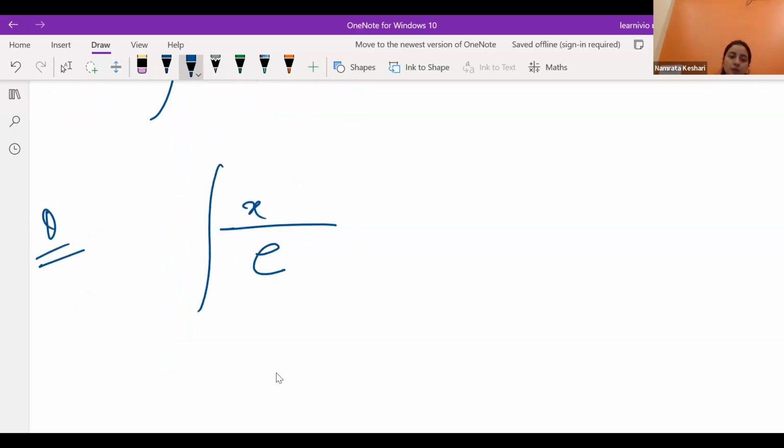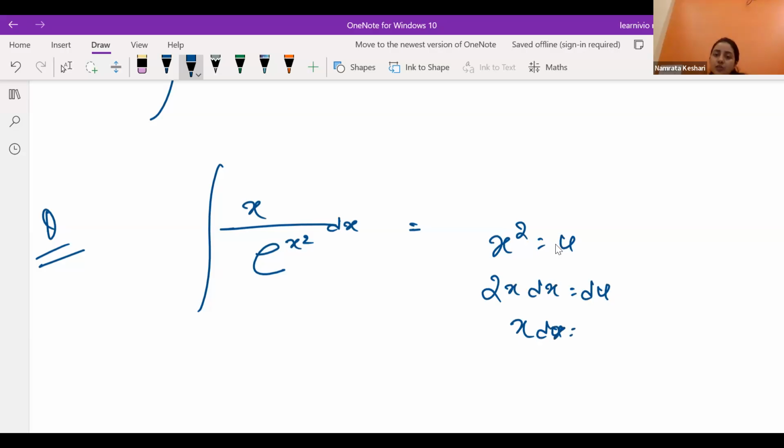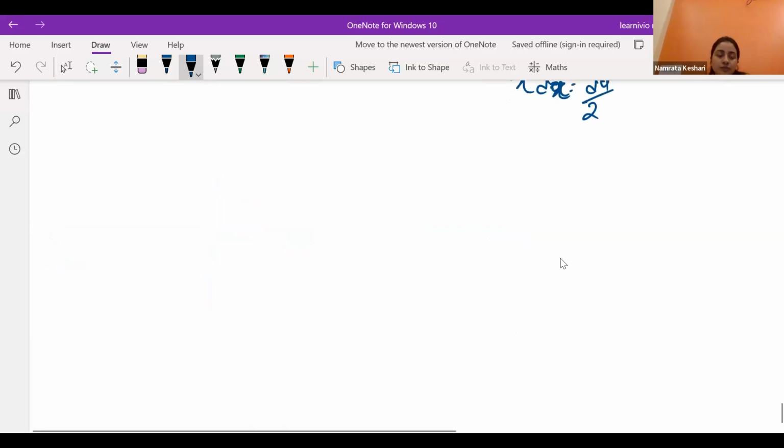x over e to the power x square dx if we'll be having, then what to do over here? x square as u. Exactly. x square as a u you will be taking. It will just become 2x dx is equal to du. x dx already we are having, du by 2. Okay, let's continue.